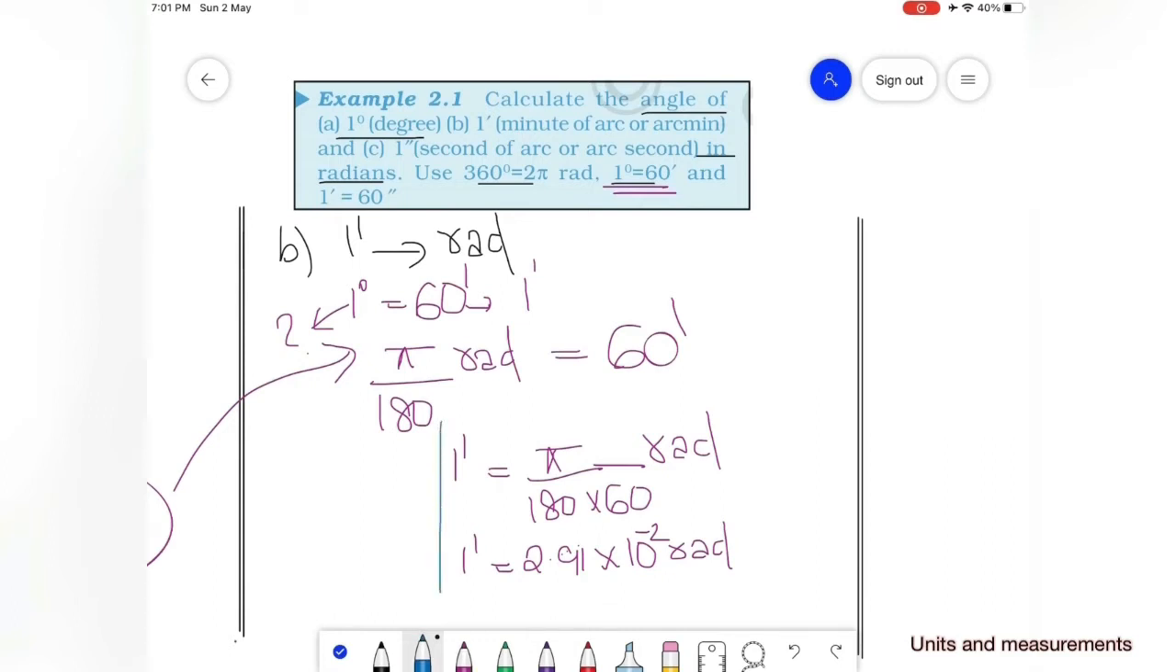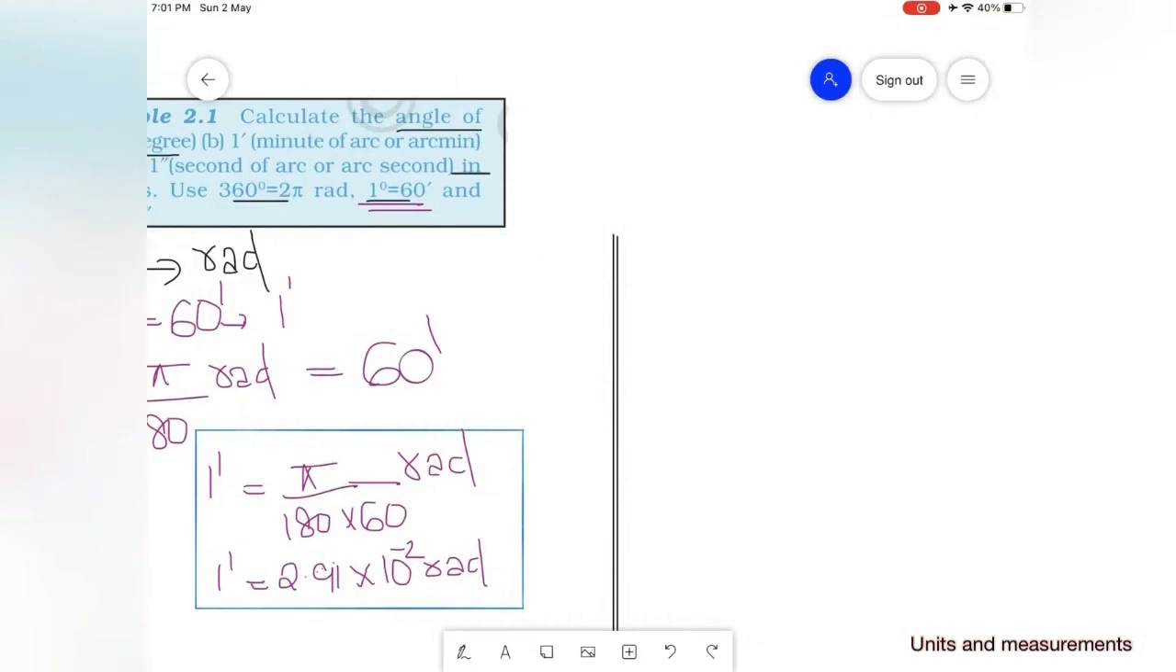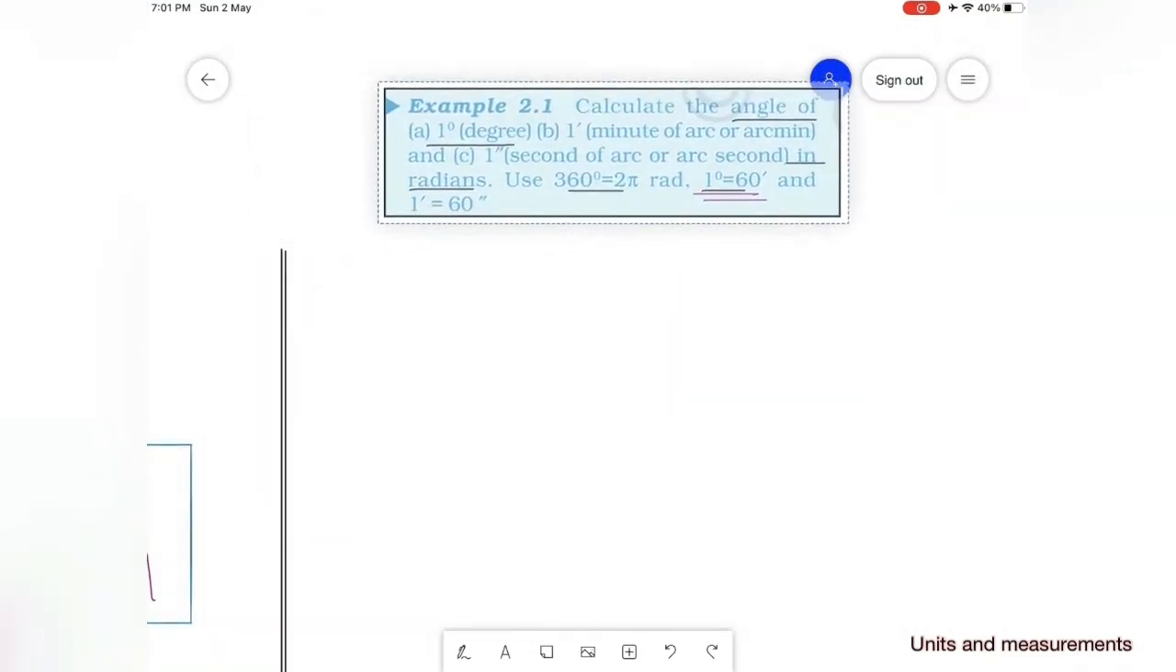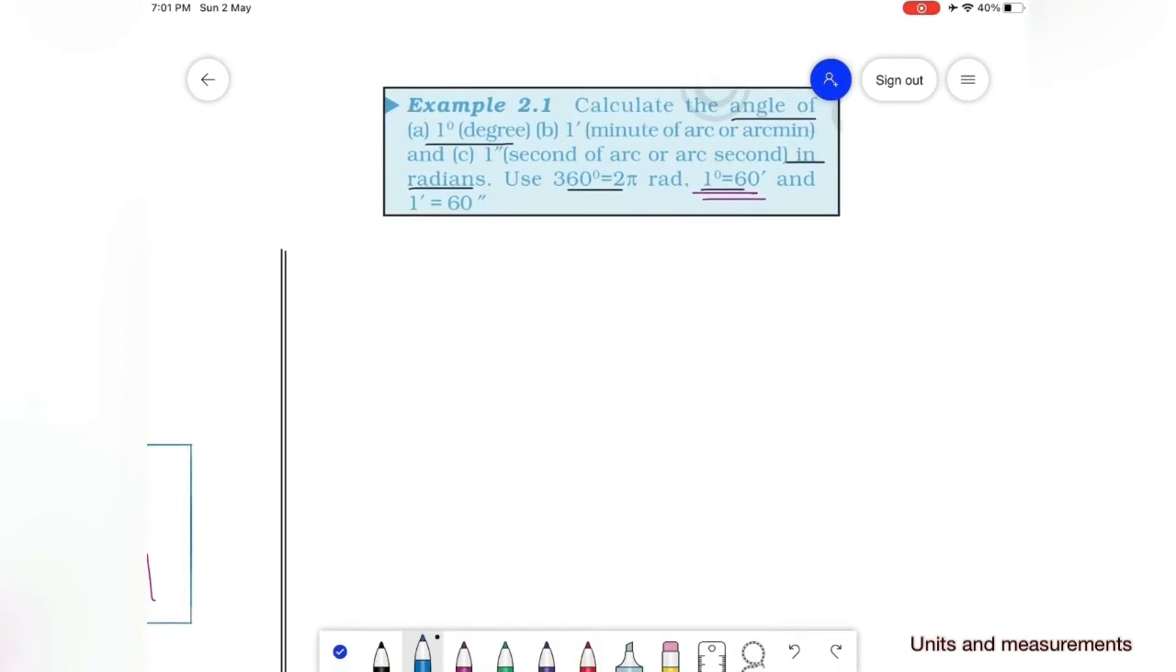Now, before you check out part 3 of this question, try to solve it on your own, using the same method as part A and part B. Alright, so let's solve part 3 of the question. Over here, we have to convert 1 second of an arc into radians.